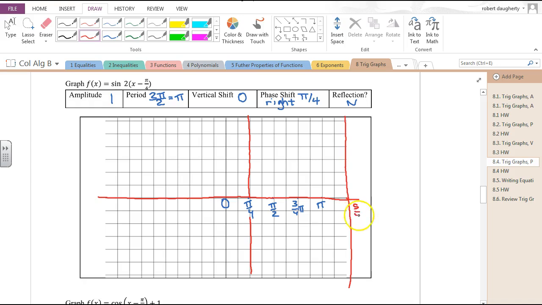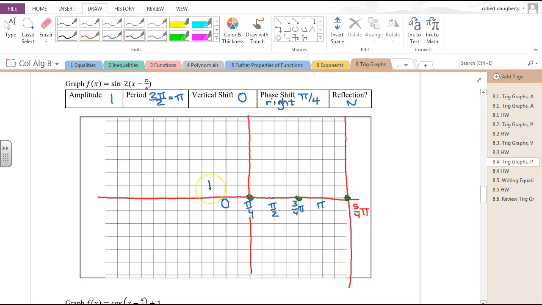Yeah, 5/4 pi, which is right there. So I'm going to graph this from here to here. Okay. So this is where you need to know the definition of your sine function. Sine function starts where? 0. Ends where? Halfway in between is 0. Sine function goes up to what number?